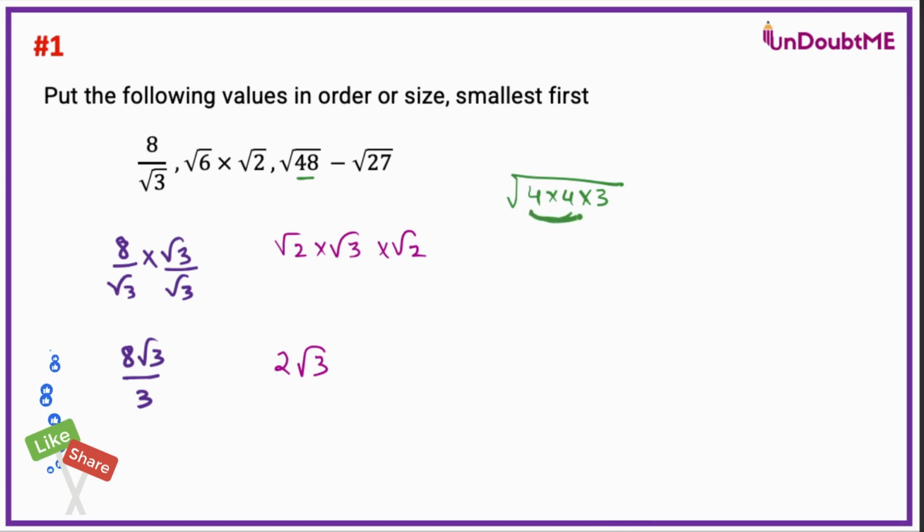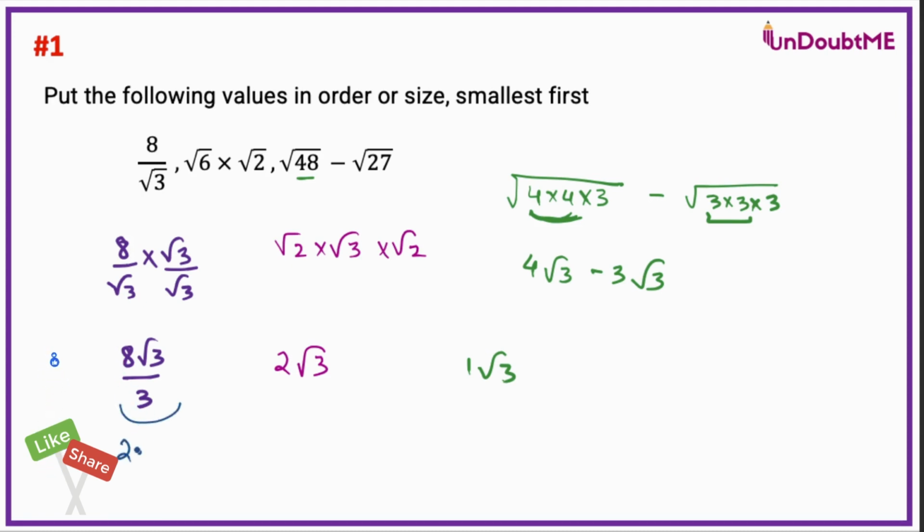So we have got a pair of 4 over here. Similarly, root 27 can be written as root of 3 times 3 times 3. We have got a pair here as well. So this is 4 root 3 minus 3 root 3, which can be written as 1 root 3. Now from here it is clearly evident that the first term is approximately 2.66 root 3, then 2 root 3, and then 1 root 3.